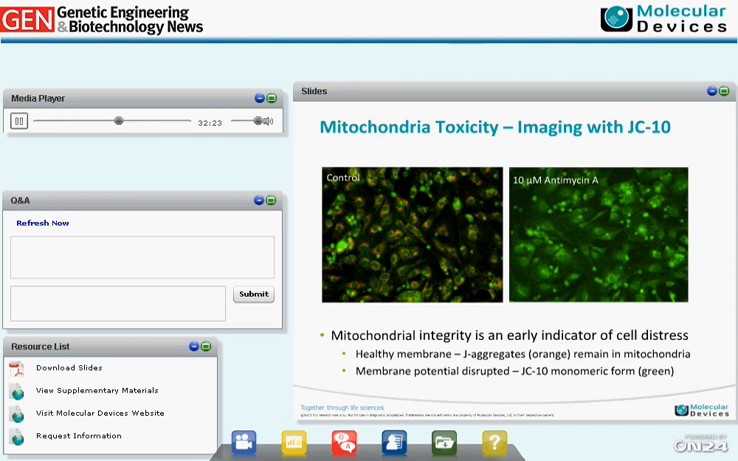And this is an example of a short-term toxicity assay using JC-10 and looking at mitochondrial integrity as an early indicator of cell distress. On the left side, you can see in the control image healthy cells where you have the J aggregates in the mitochondria expressing orange stain. But as the membrane potential is disrupted, these change into the JC-10 monomeric form and turn green. And so by using various analysis modules, you can quantify the granularity of the aggregates and their change in color from orange to green.